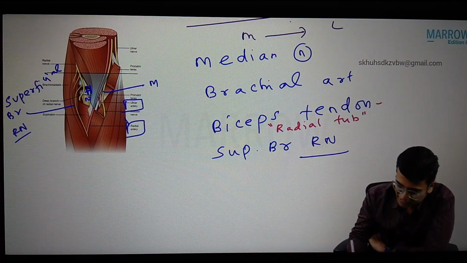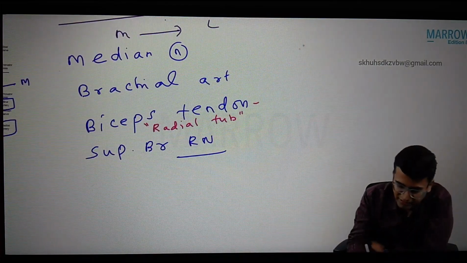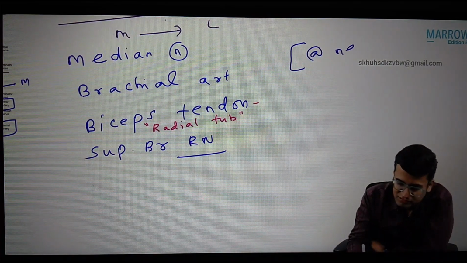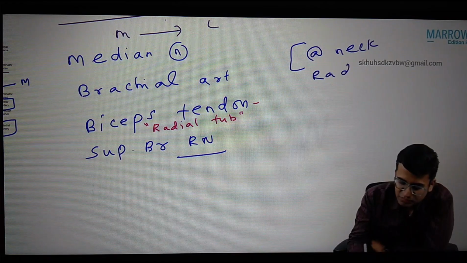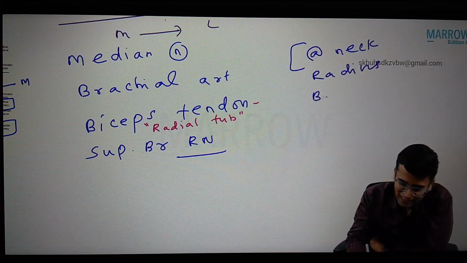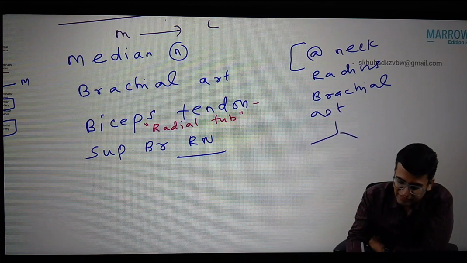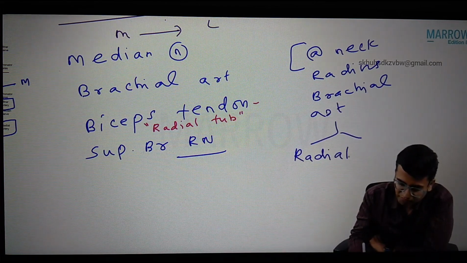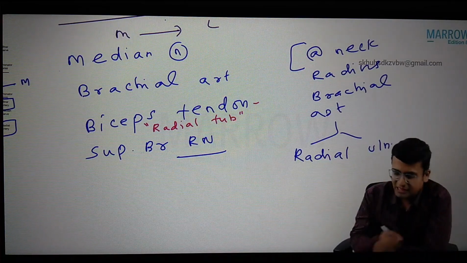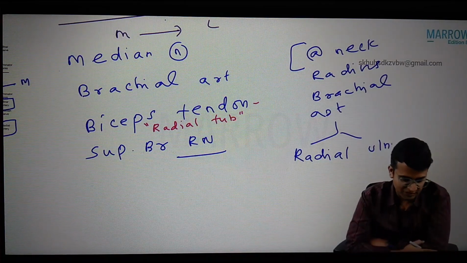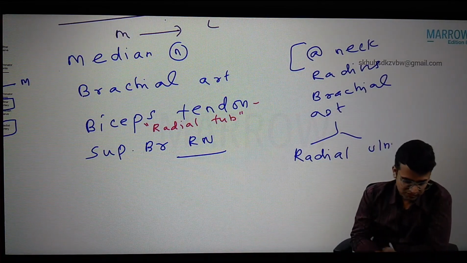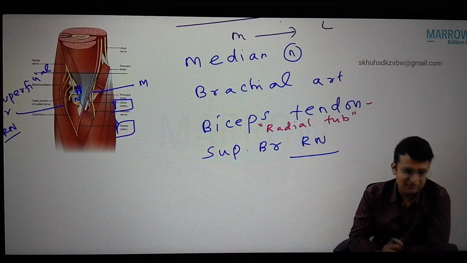Okay. So please write: at the level of the neck of the radius bone, the brachial artery divides into two terminal branches, radial artery and ulnar artery. Okay, right. So these are the boundaries and the contents.